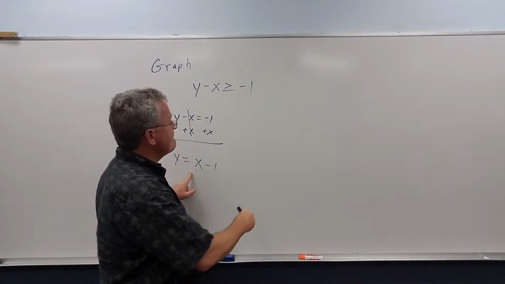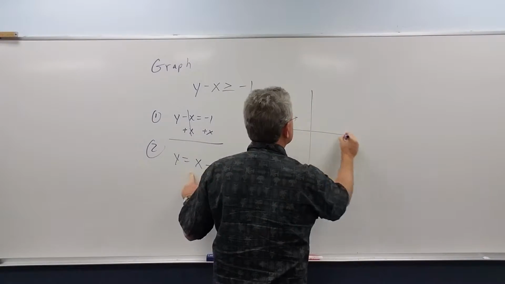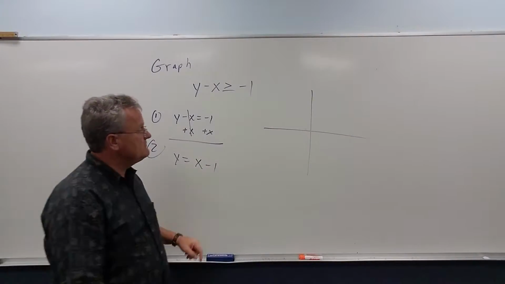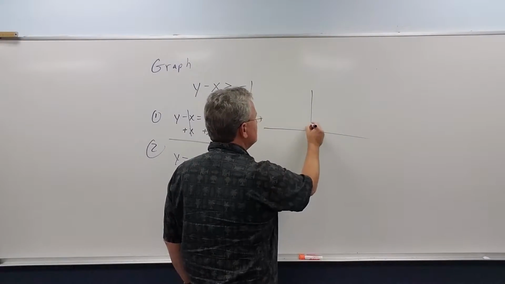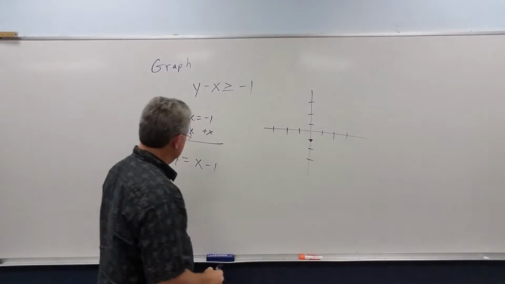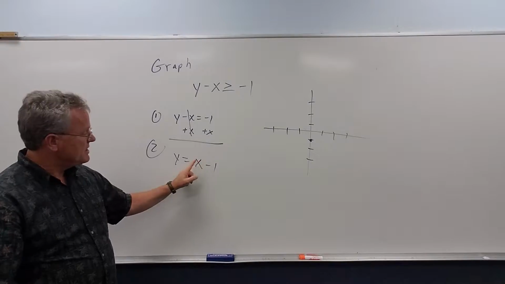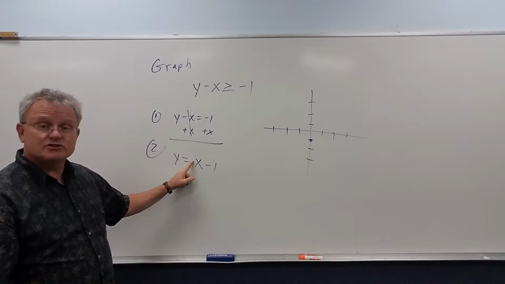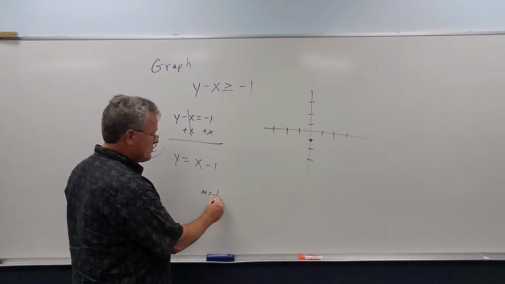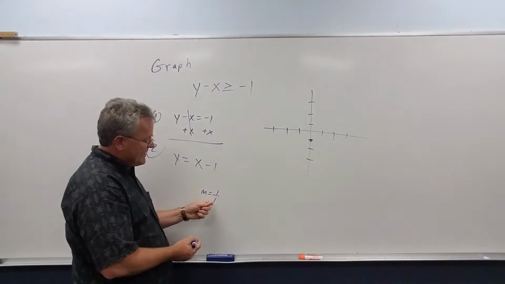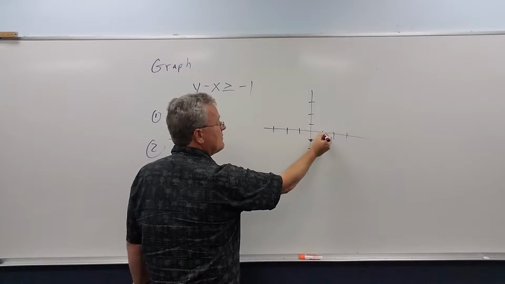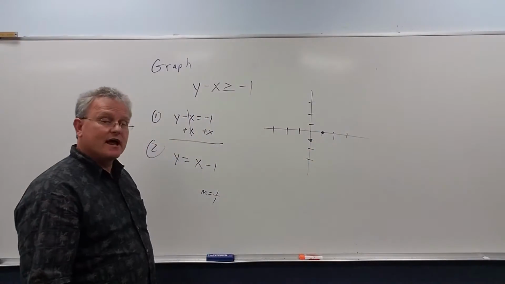So now to graph this, what do we do? Well, we learned this earlier. Start at -1 on the y-axis. So we start right here, the y-intercept. The slope, the coefficient of x, is 1, but let's think of 1 as 1 over 1. Now we know we go up 1 over 1. So we go up 1 over 1, and now we connect the dots with a line.